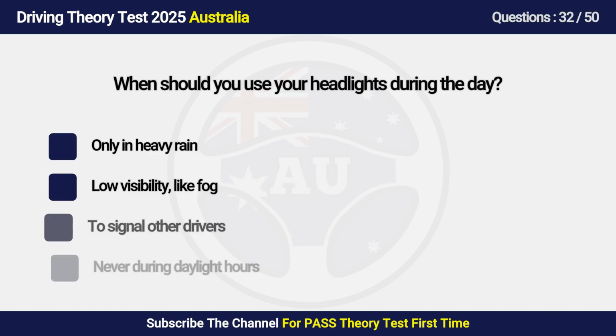Question 32. When should you use your headlights during the day? A. Only in heavy rain. B. Low visibility like fog. C. To signal other drivers. D. Never during daylight hours.